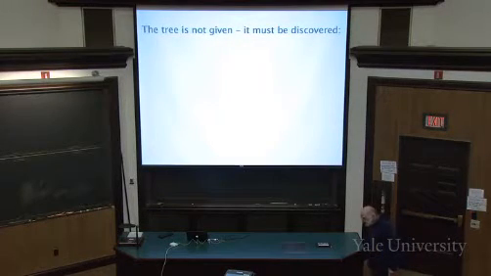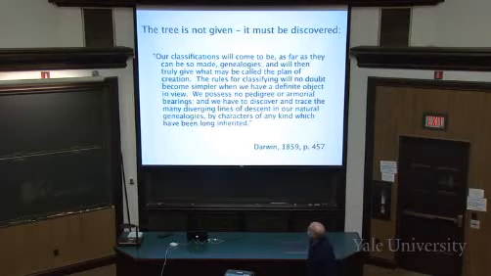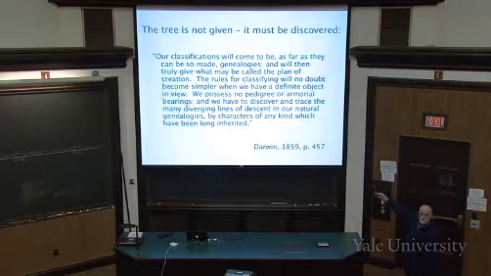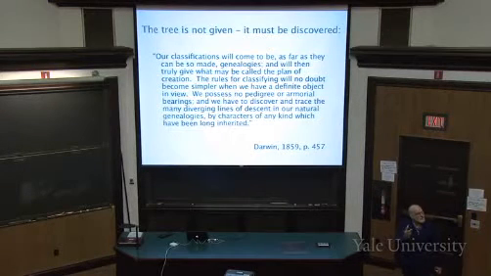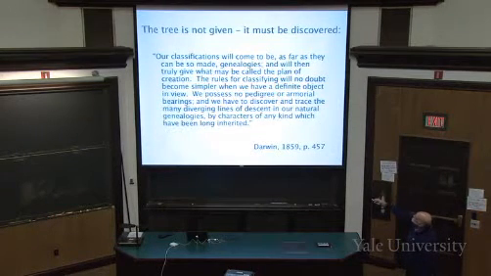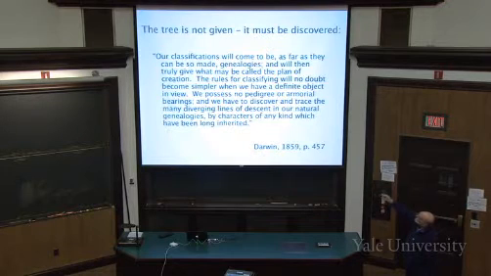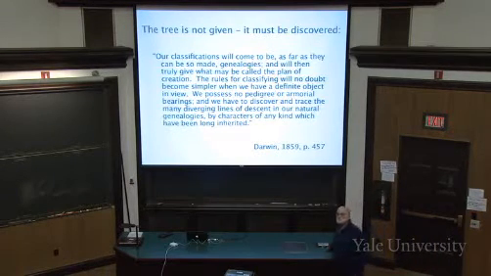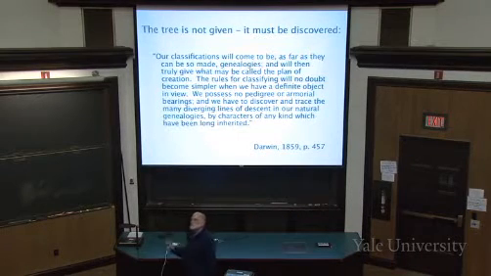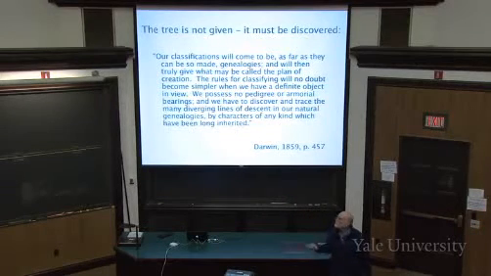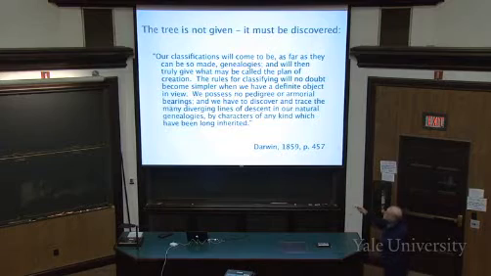Now, he could see immediately that the tree isn't given. It should be discovered. He said, our classifications will come to be, as far as they can be so made, genealogies. So they will reflect what actually happened in terms of evolutionary history to generate relationship. And then they will truly give what may be called the plan of creation. The rules for classifying will no doubt become simpler when we have a definite object in view. We possess no pedigree or armorial bearings. Okay, that's mid-19th century code for there's no barcode on the species. They're not wearing their name on the forehead, and they're not telling you who they're related to. So we have to discover and trace these diverging lines.